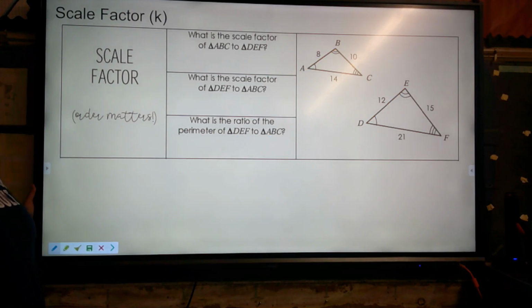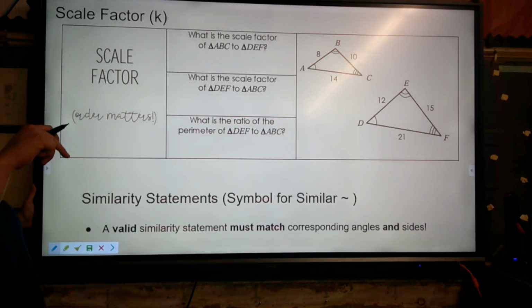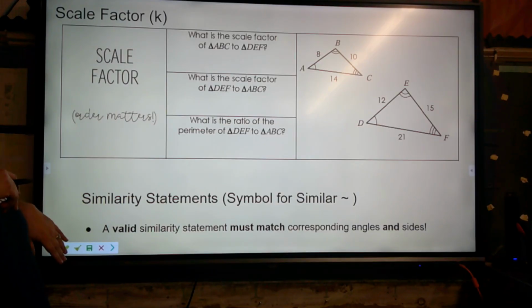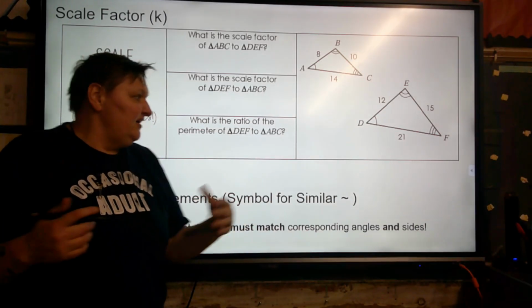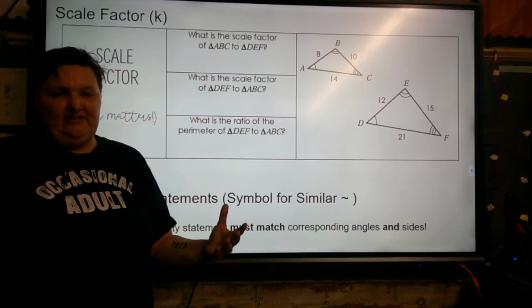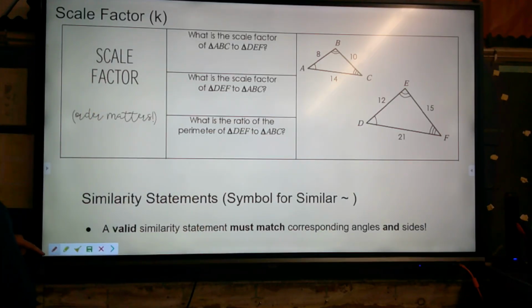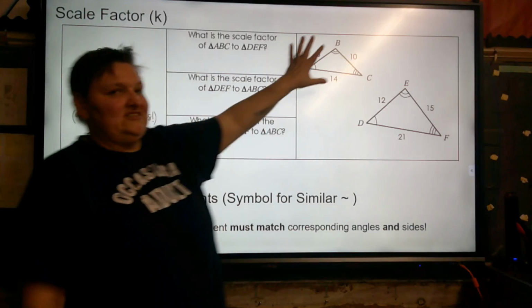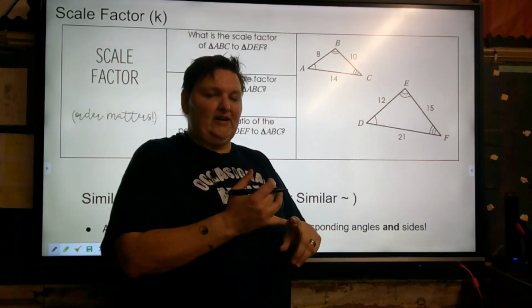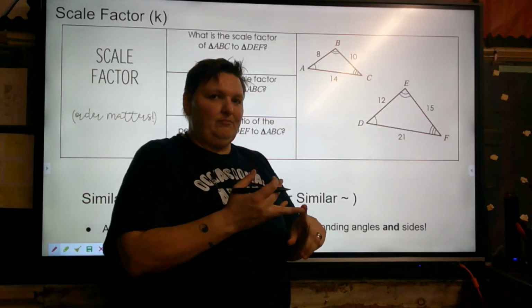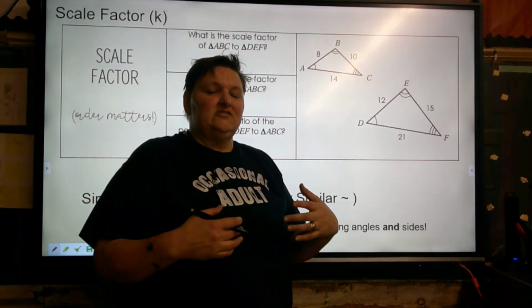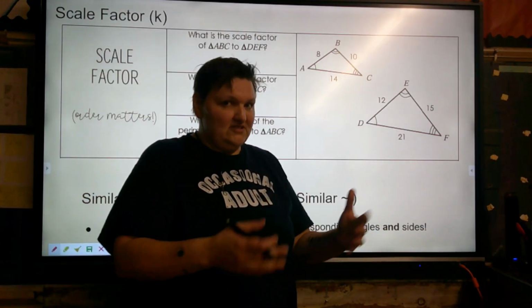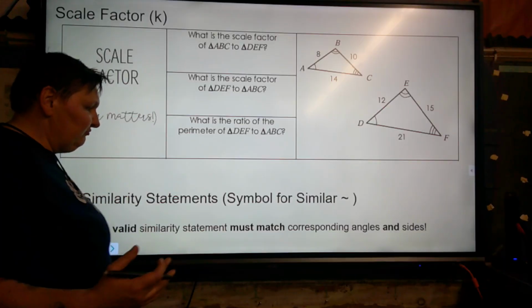Let's do that just a little bit deeper. All right, so similarity statement, right? We're looking at similar polygons. We need to know how to write that, right? So a similarity statement tells me that they have corresponding angles, they have proportional sides, and that they share a scale factor. So if they are similar polygons, then you can write that.